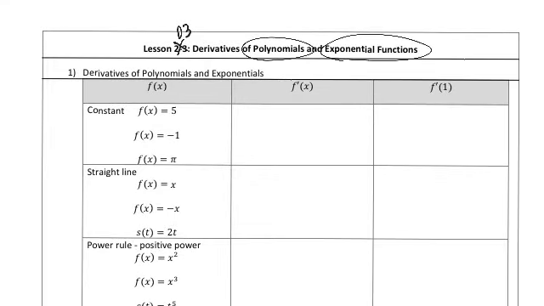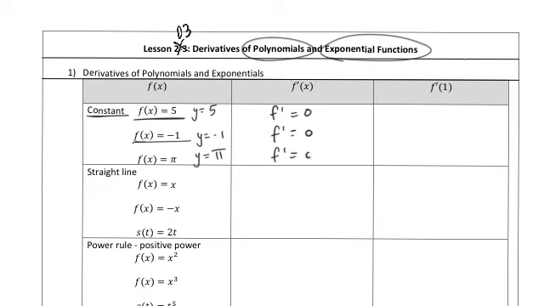So let's first begin with these functions that are constant. So f of x equals 5, that just means y equals 5. It's a flat line. The slope of that line is 0, and so the derivative here, f prime in the second column, would be equal to 0. It's the function f prime is equal to 0. If you have a flat line at y is equal to -1, the derivative is 0. If the line is at y is equal to pi, it doesn't matter. The derivative is still 0.